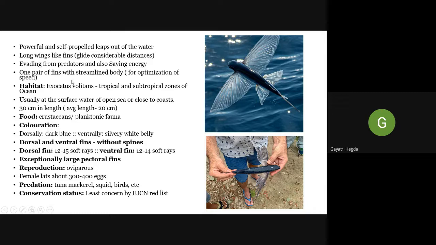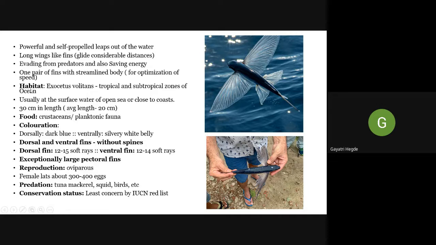Okay. So because of this streamlined body, they have very good optimization of speed. This streamlined body is for optimization of the speed. Okay. Now we are going to study Exocoetus volitans. That was Rhinobatos, and this genus is Exocoetus volitans.